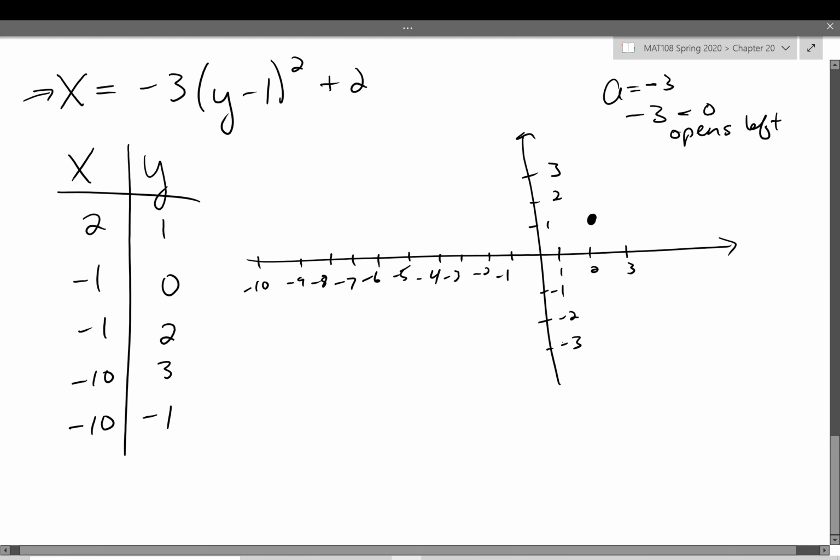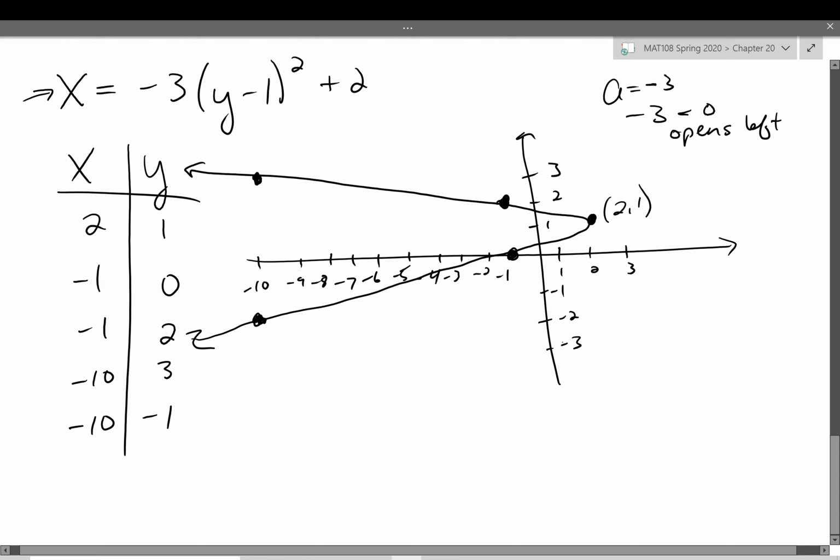All right, so we have 2, 1. I'll label that. That's our vertex. Now we have -1, 0. That's going to be right here. We have -1, 2. Well, that's going to be right there. Then we have -10, 3. So that's going to be all the way up there. And we have -10, -1. So that's going to be down there. And you can see here, see how good I am at this. There we go. We have our parabola that opens to the left.